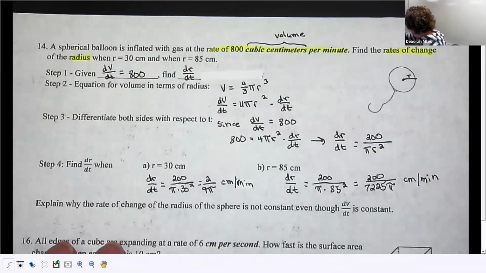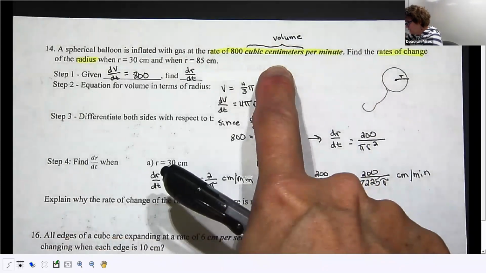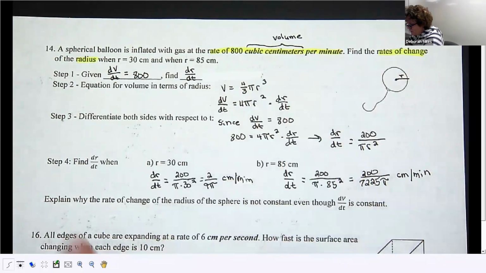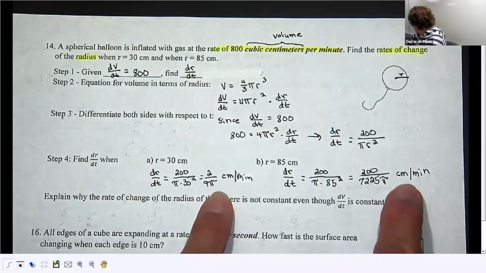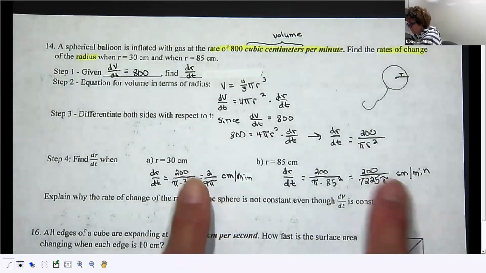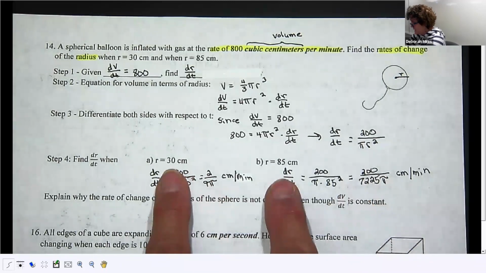Now here's the big question, the make-you-squint question. The volume is changing at a constant rate, yes? Why isn't the radius changing at a constant rate? It's changing at different rates depending on what the radius is.